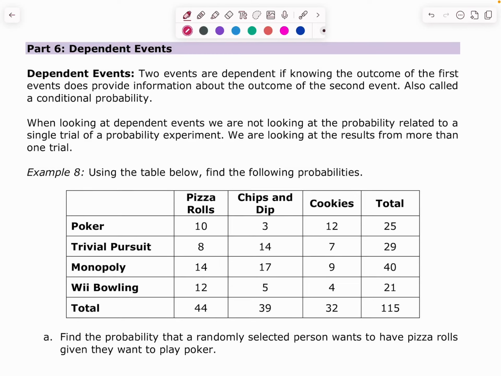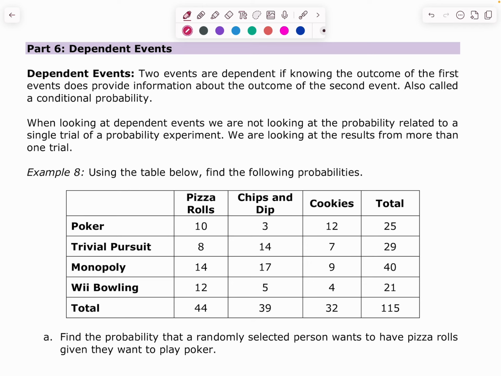Now we're going to take a look at dependent events. Two events are dependent if knowing the outcome of the first event does provide information about the outcome of the second event. Dependent events can also be referred to as conditional probability.